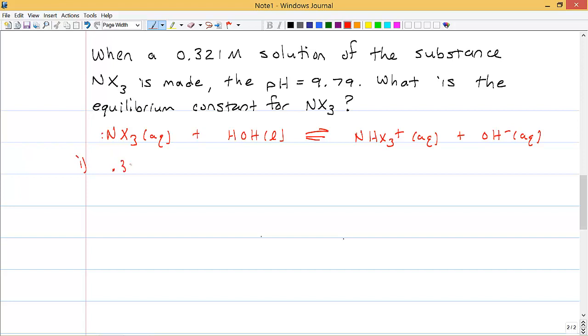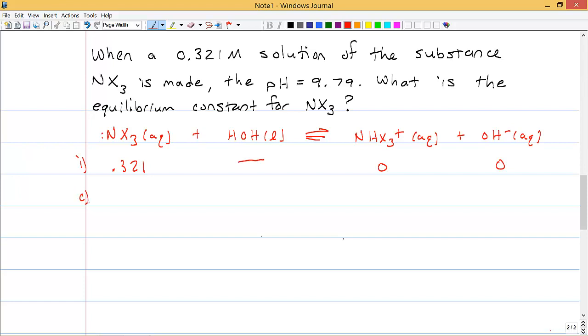What's the initial concentration? Well, it's 0.321. This is a liquid, so we don't care. So we just put a little line there to remind ourselves not to do anything with it. Initially, we imagine that there's none of this stuff in there. We didn't put any in. Therefore, we're going to say there's 0.